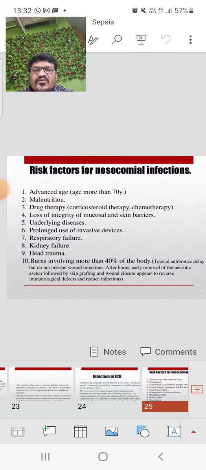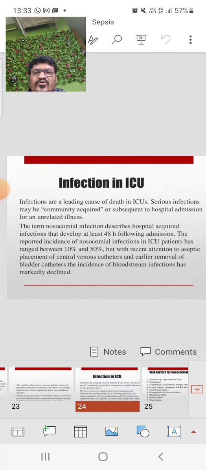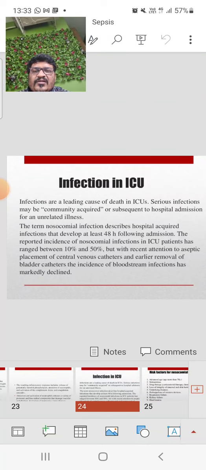So, risk factors for nosocomial infections. Actually, by definition, it is very much clear to us that they develop at 48 hours following admission.